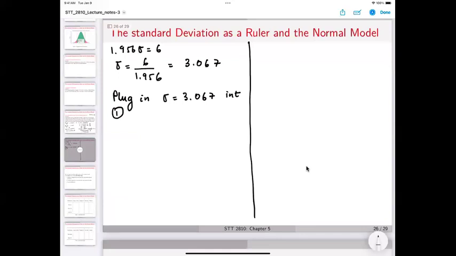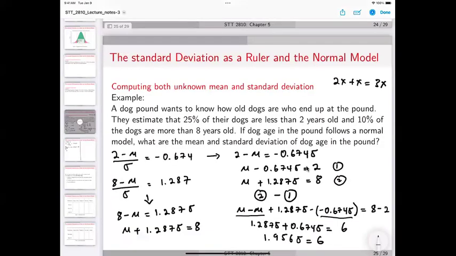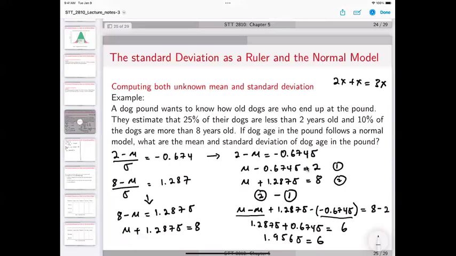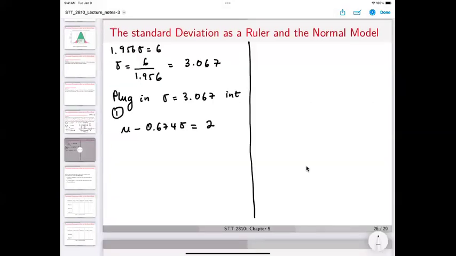Remember, equation 1 is mu minus 0.674 sigma equals 2. I'm plugging this in here. So I'm going to get mu minus 0.674 times 3.067 equals 2. Wherever we say sigma, we put this value there. And then we just have to solve for mu.